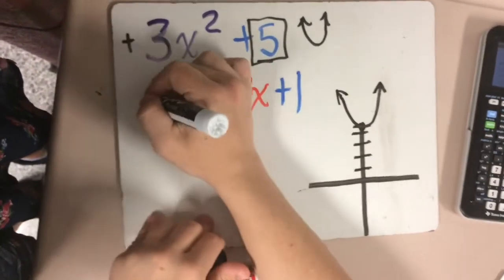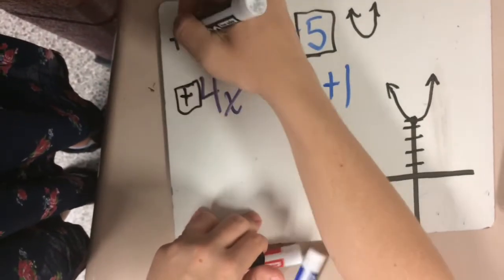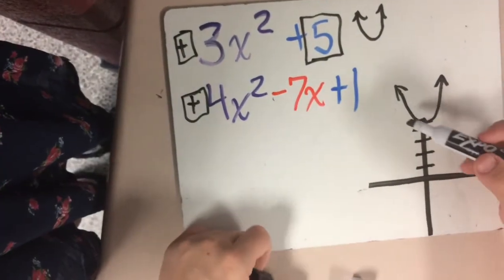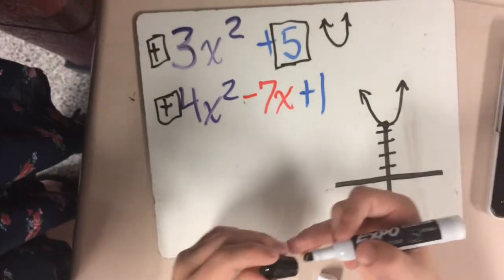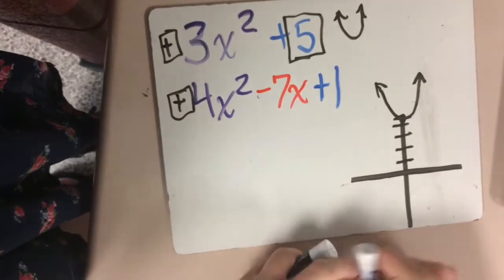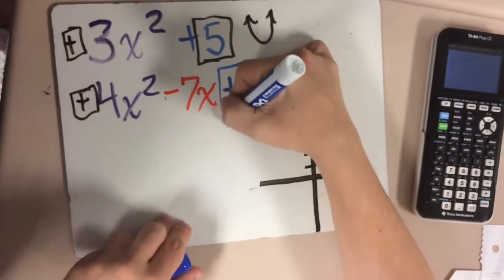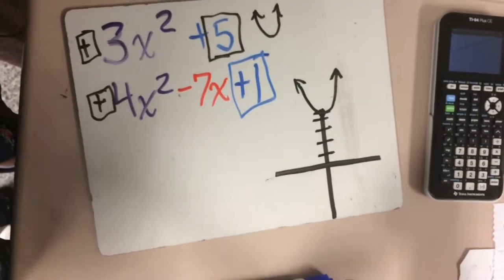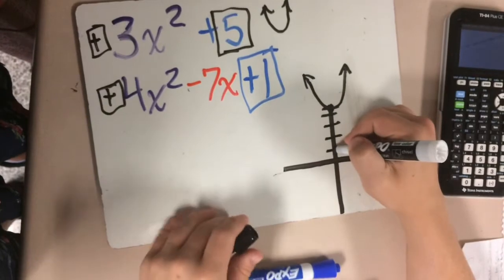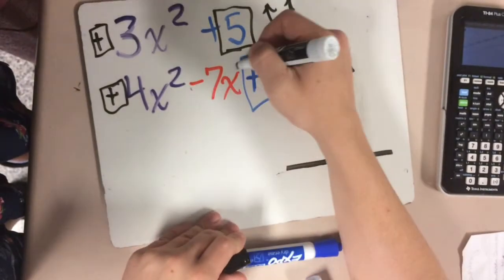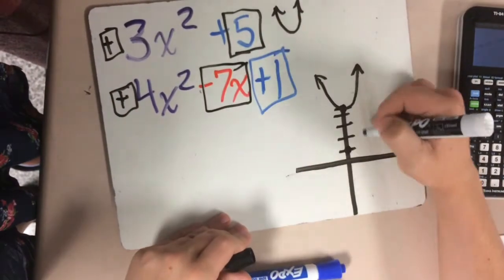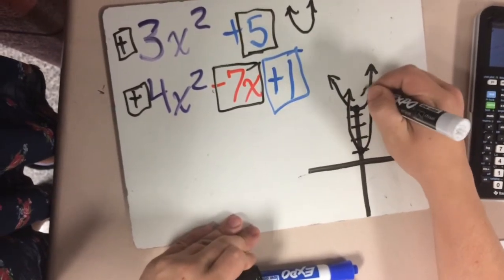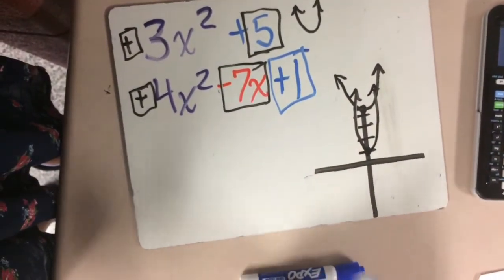There's also the invisible positive sign here as well, which means that this graph will also be facing up. There's the plus 1 over here, which is going to make it so that it starts up 1, and this negative 7 is going to make it a bit thinner, so it's going to come up and cross kind of like this. Not exactly, as we will show.